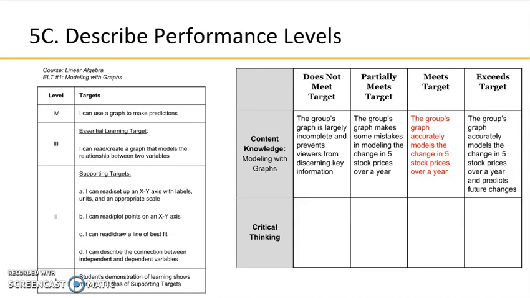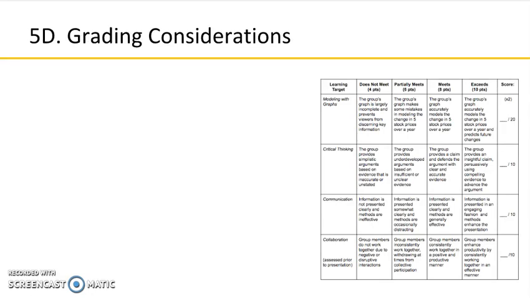And then finally, I go back to the exceeds target. I look back at what would it mean to go beyond the grade level standard. And in this case, it means not only are they accurately modeling, but somehow they're making a prediction. So in my case, it might say that the group's graph accurately models the change in 5 stock prices over a year and predicts future changes. They're going above and beyond that grade level standard. And so again, I would do this same type of activity for each of the criteria in my scoring guide. I would move on to critical thinking next and do exactly the same process until I had built the entire scoring guide out. And then the last piece to consider is how then might I want to grade this?